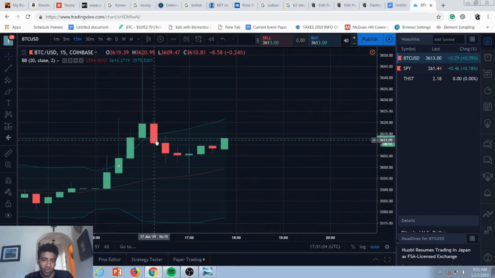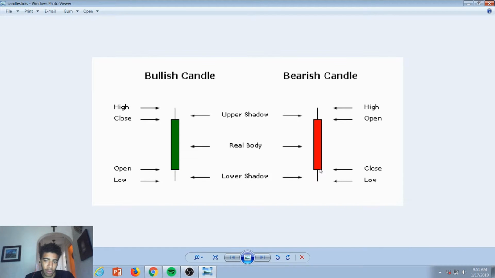So $3 price movement in 15 minutes. And again, the bottom of the body of a red candlestick, that is the closing price because the price movement for that time frame went downwards. Now let's get into how to read tails.